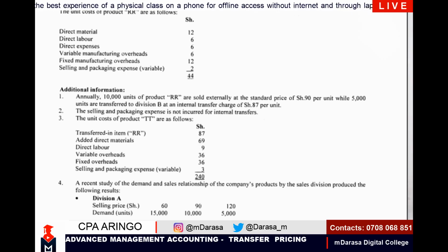Note number 2, the selling and packaging expense is not incurred for internal transfers. So anytime I'm looking at the selling division, which in this case is Division A, if I was to consider the variable cost that I'm going to transfer to Division B, we know very well, and we've been told there, that we are not going to take what? Selling and packaging expense. Recall the steps, in step number 3, whereby I need to transfer the variable cost of the supplying division to the purchasing division.